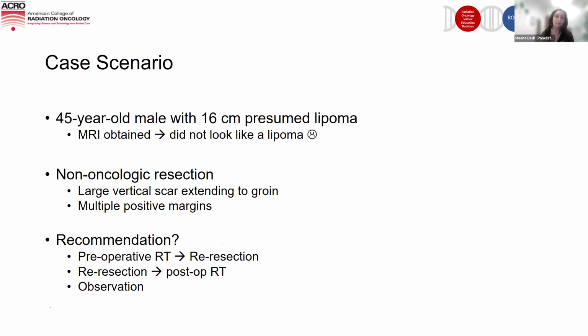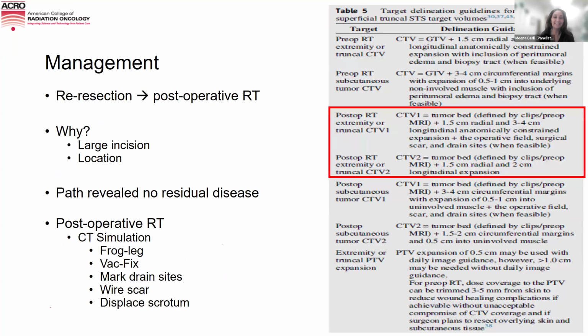There were multiple, as I mentioned, diffuse positive margins. And so again, going into the tumor board, having this discussion with the surgeons and looking at the operative report and the histology, this ended up being a low grade myxoid liposarcoma. We could have recommended preoperative radiation, re-resection followed by post-op RT, or some people could observe, although with the diffuse positive margins, I would less favor that. And so what we decided was, if you can go down to the next slide, re-resection followed by postoperative radiation.